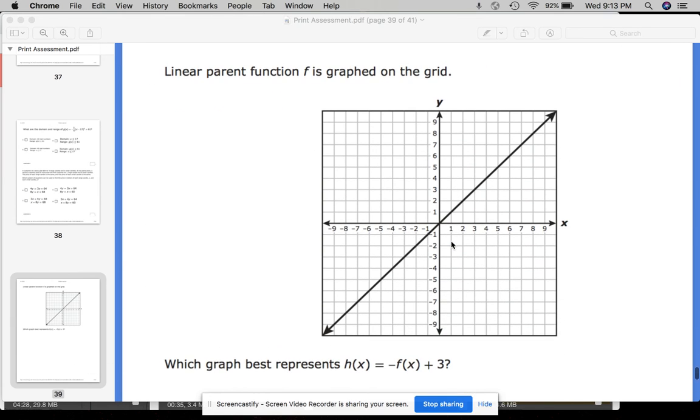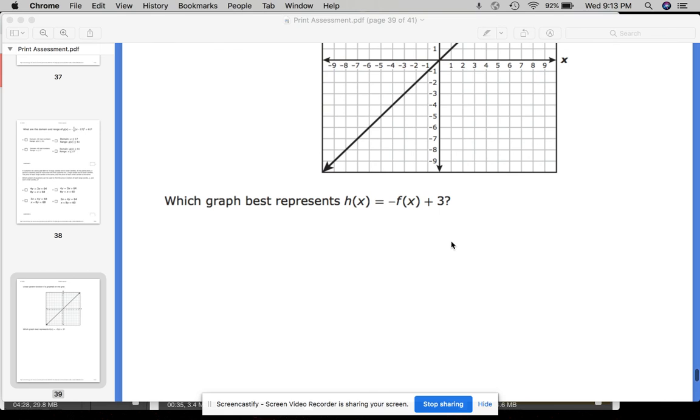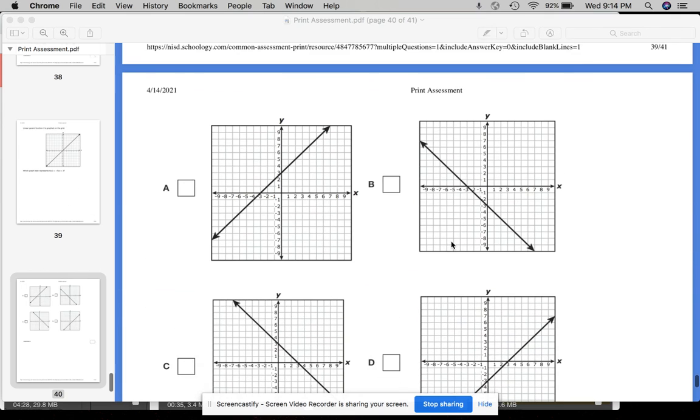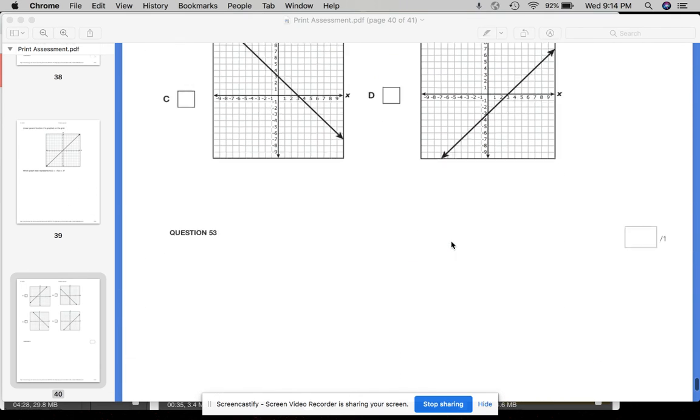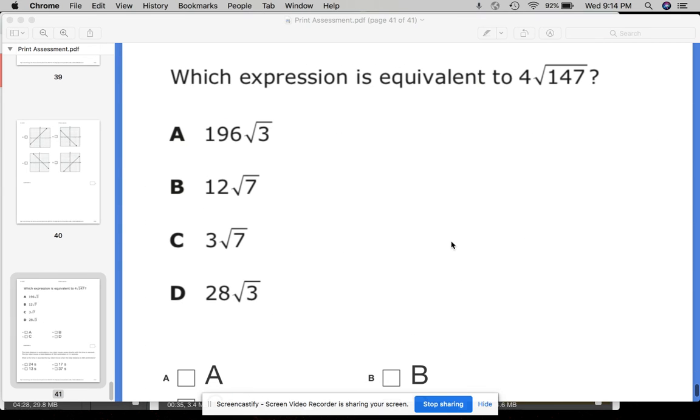52. Linear parent function f is graphed on the grid. Which graph best represents h of x equals negative f of x plus 3? A, B, C, D.